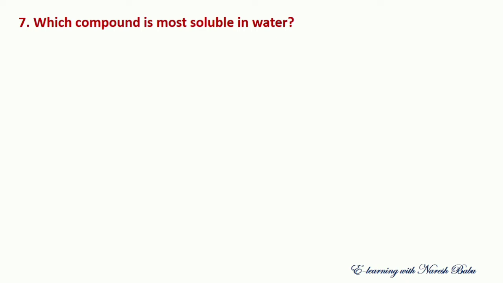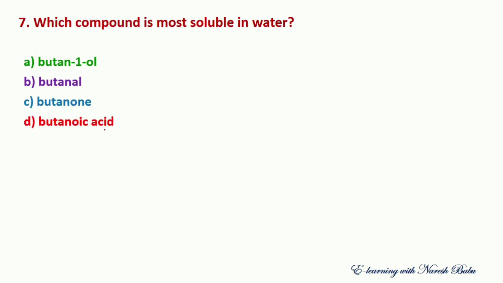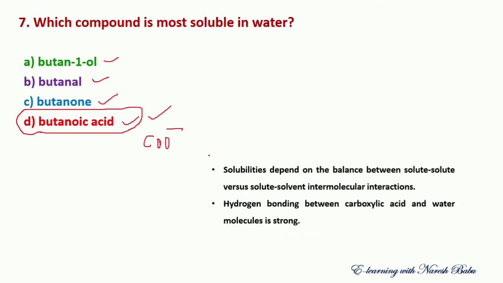And which compound is most soluble in water? The given options are butanol, butanal, butanone and butanoic acid. So this is an alcohol, butanol, this is an aldehyde, this is a ketone, and this is a carboxylic acid. The carboxylic acid can make more intermolecular hydrogen bonds while dissolving in the water. So it gives butanoate. Easily it will form the COO minus form with the water molecule. So this butanoic acid has the highest solubility.